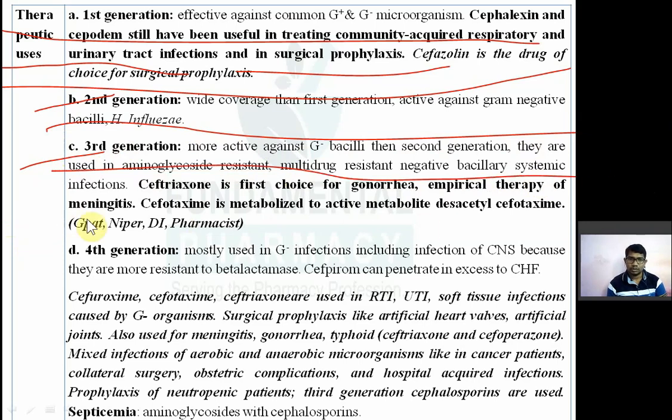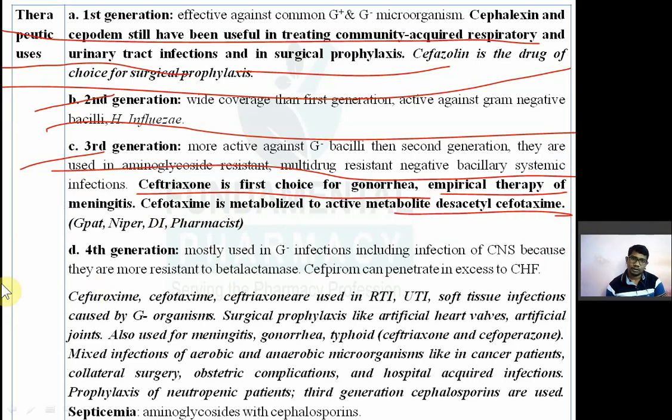So remember, a question has come on this. Ceftriaxone is the first drug of choice for gonorrhea. Then it is also used in the therapy of meningitis. Okay, cefotaxime is metabolized to an active metabolite known as desacetyl cefotaxime. So ceftriaxone is the first drug of choice for gonorrhea, and nowadays it is also the drug of choice for treating typhoid fever. For typhoid also, this is the drug of choice. And cefotaxime is a prodrug metabolized to one active metabolite, that is desacetyl cefotaxime.